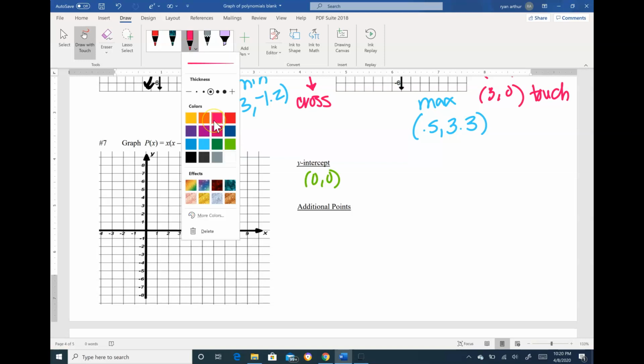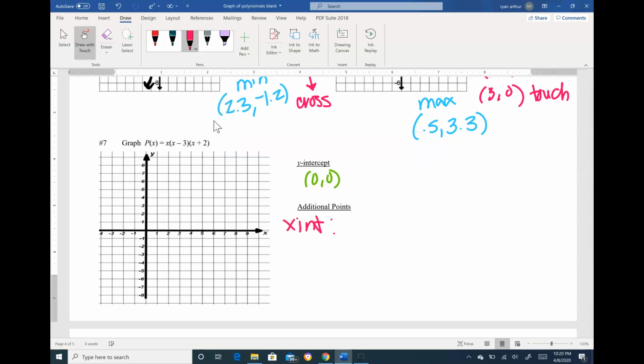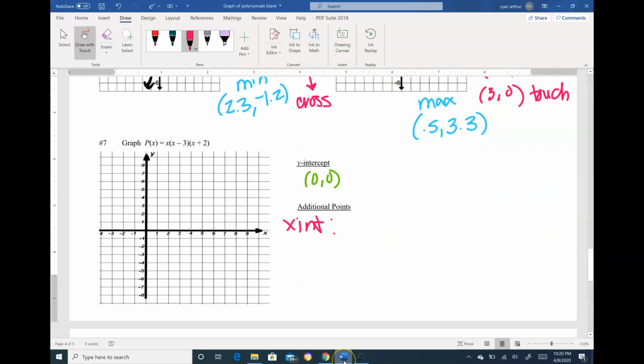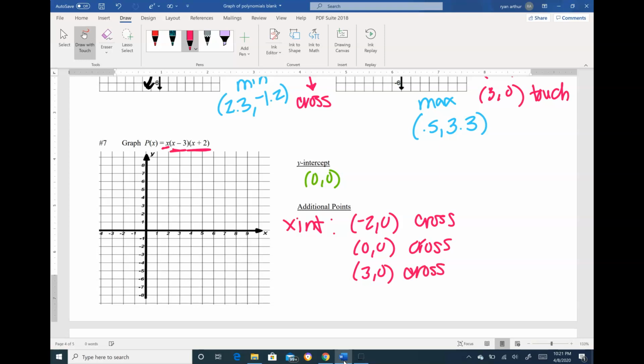Next, we're going to find our x-intercepts. Okay, x-intercepts: (-2, 0), (0, 0), and (3, 0). So negative 2, 0, and 3. All right, the negative 2 comes from right here, has a multiplicity of 1, so it's going to cross. 0 comes from the x by itself. We learned that from up there. That's a cross because it's got a degree of 1, a multiplicity of 1. The 3 comes from here, also has a multiplicity of 1, which means it crosses.